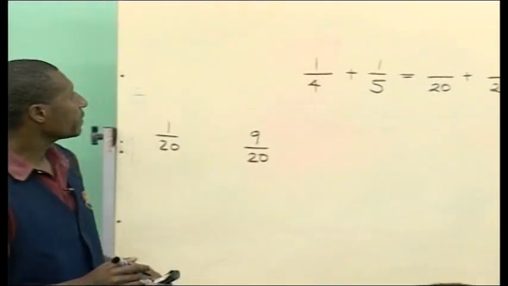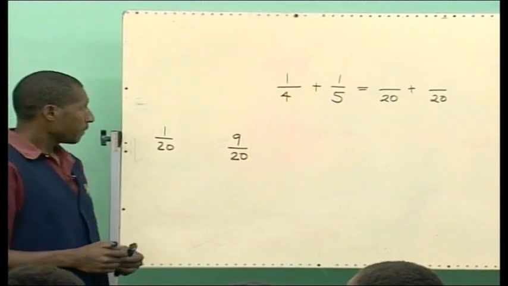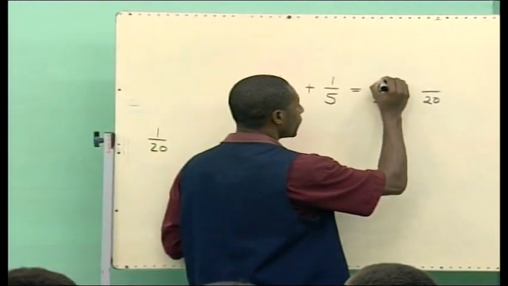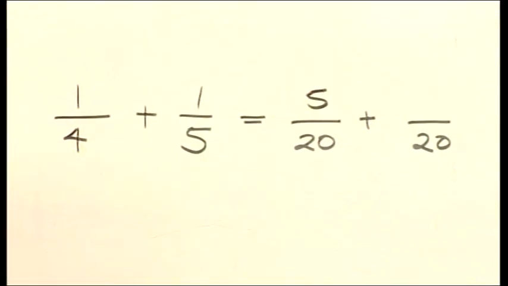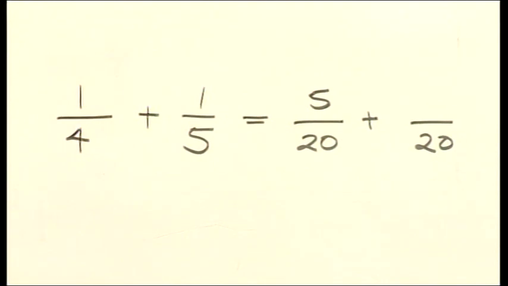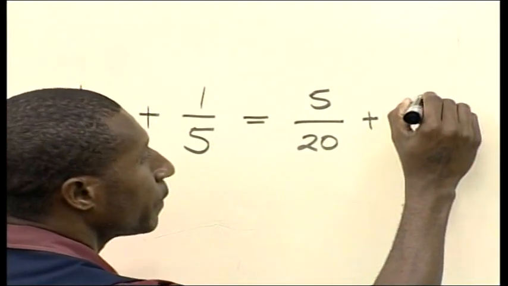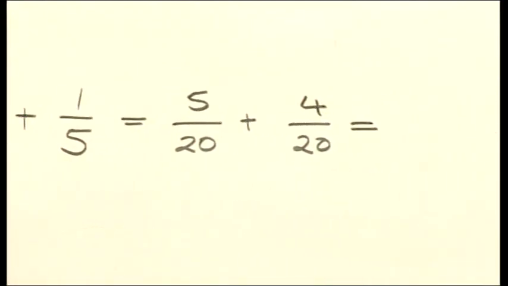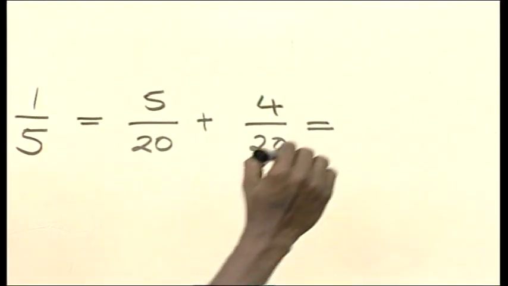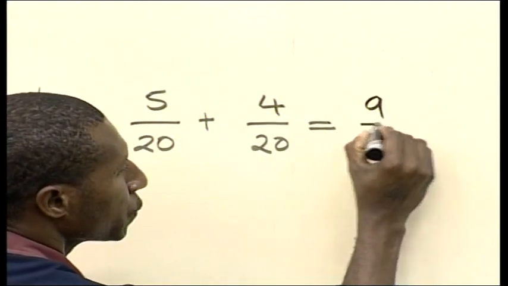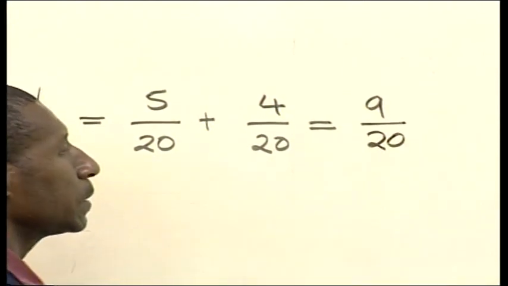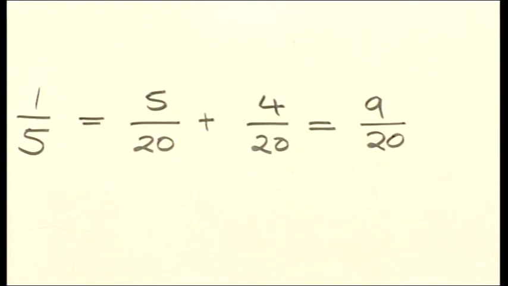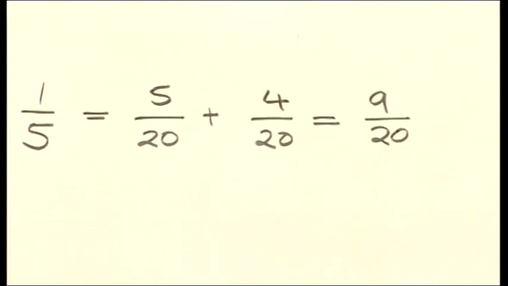Into 20 divided by 4, 5 times 1 is 5. 20 divided by 5, 4 times 1 is 4. Now 5/20 plus 4/20 is 9/20. So the answer is positive 9/20.